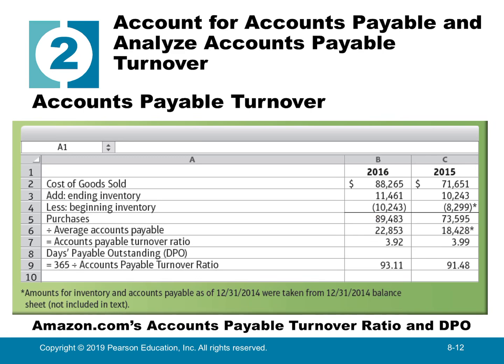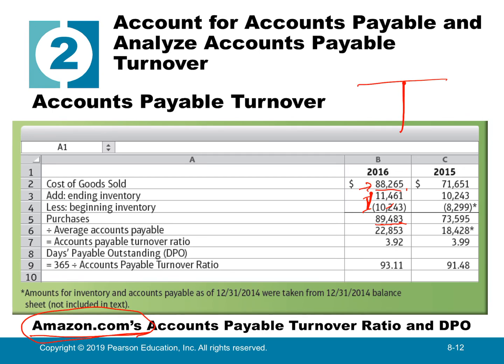So let's look at a specific company, in this case, Amazon, okay? So we can see here, let's do 2016. So cost of goods sold was 88,265. And here there's a difference. Again, beginning inventory and ending inventory are very close to each other, so we could kind of just ignore this. But for the sake of completeness and accuracy, we also take this change in inventory. So it must be that you purchased 89,483.